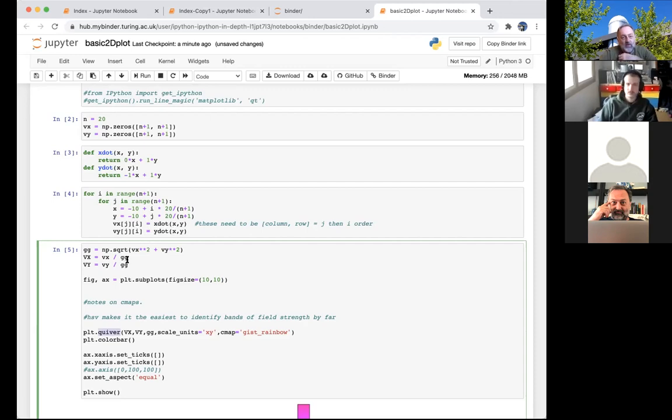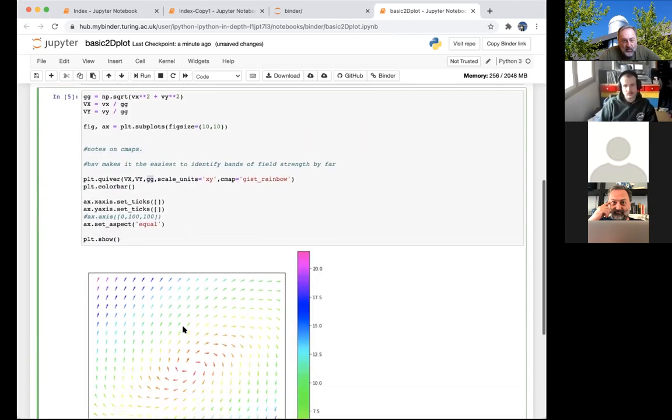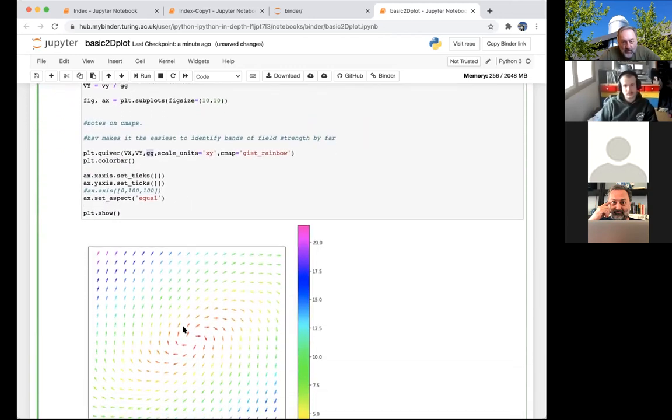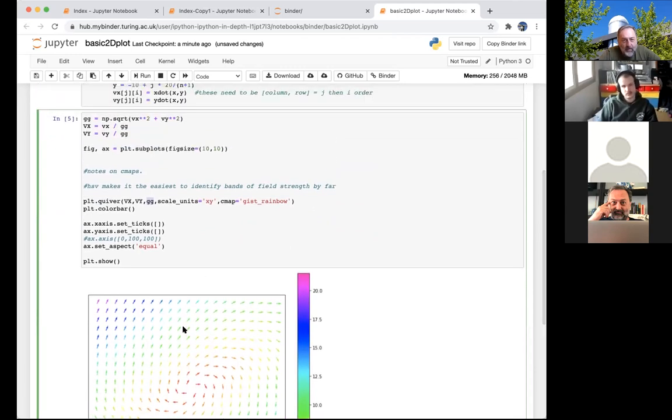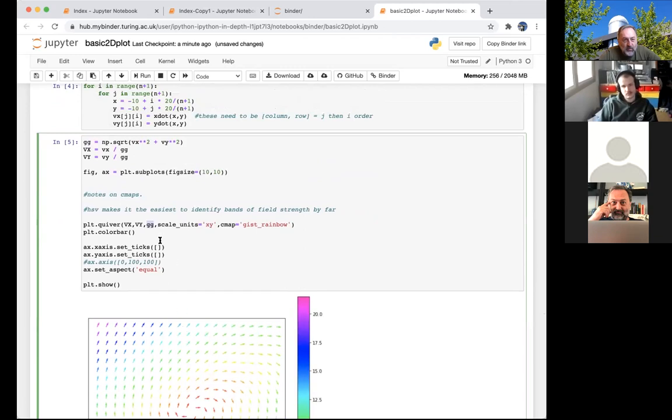And so the GG is a scale, right? So we're making Vx and Vy here into unit vectors. And then by putting this scale here, it shows you how much longer it is at different points. Actually, this might just be unit vectors plotted. I think this is designed just to be unit vector plots.